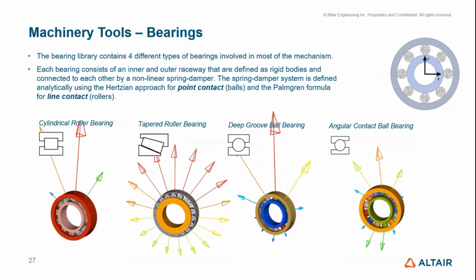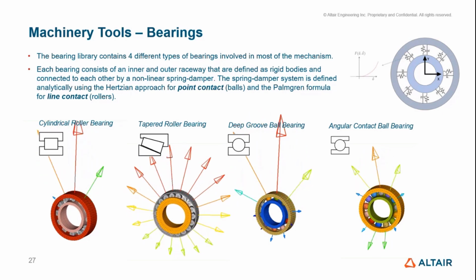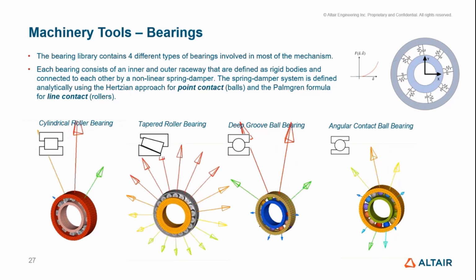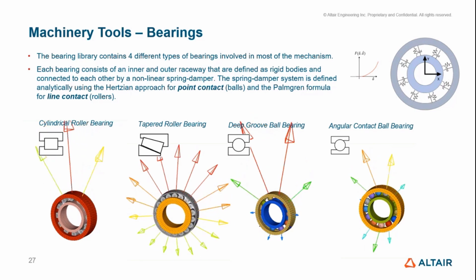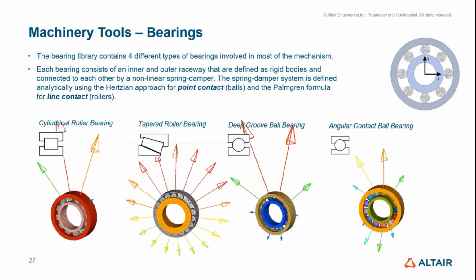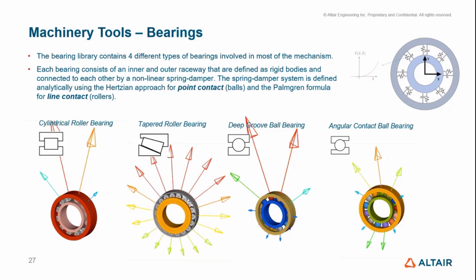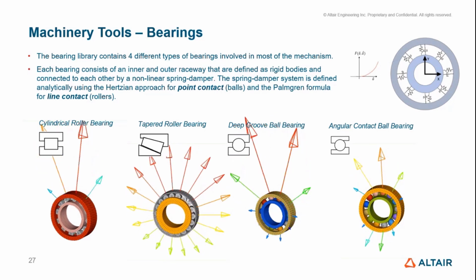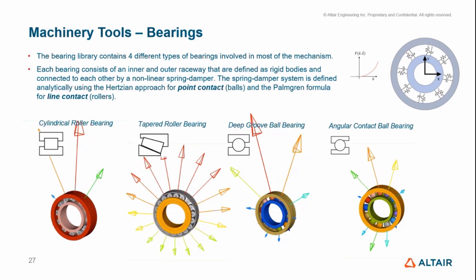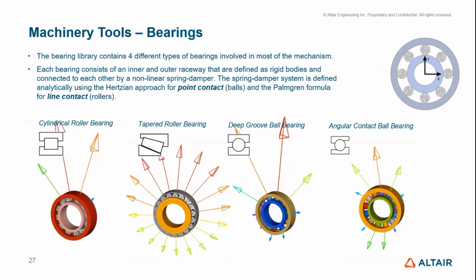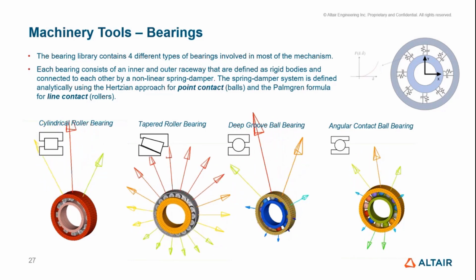And in the case of the roller bearing, we have this Palmgren formula, which also is a line contact type that makes the simulation run really fast. And the user can, well, add this to represent any mechanism. They include bearings, and it's very easy to use. And I'm going to talk more about this in a bit.